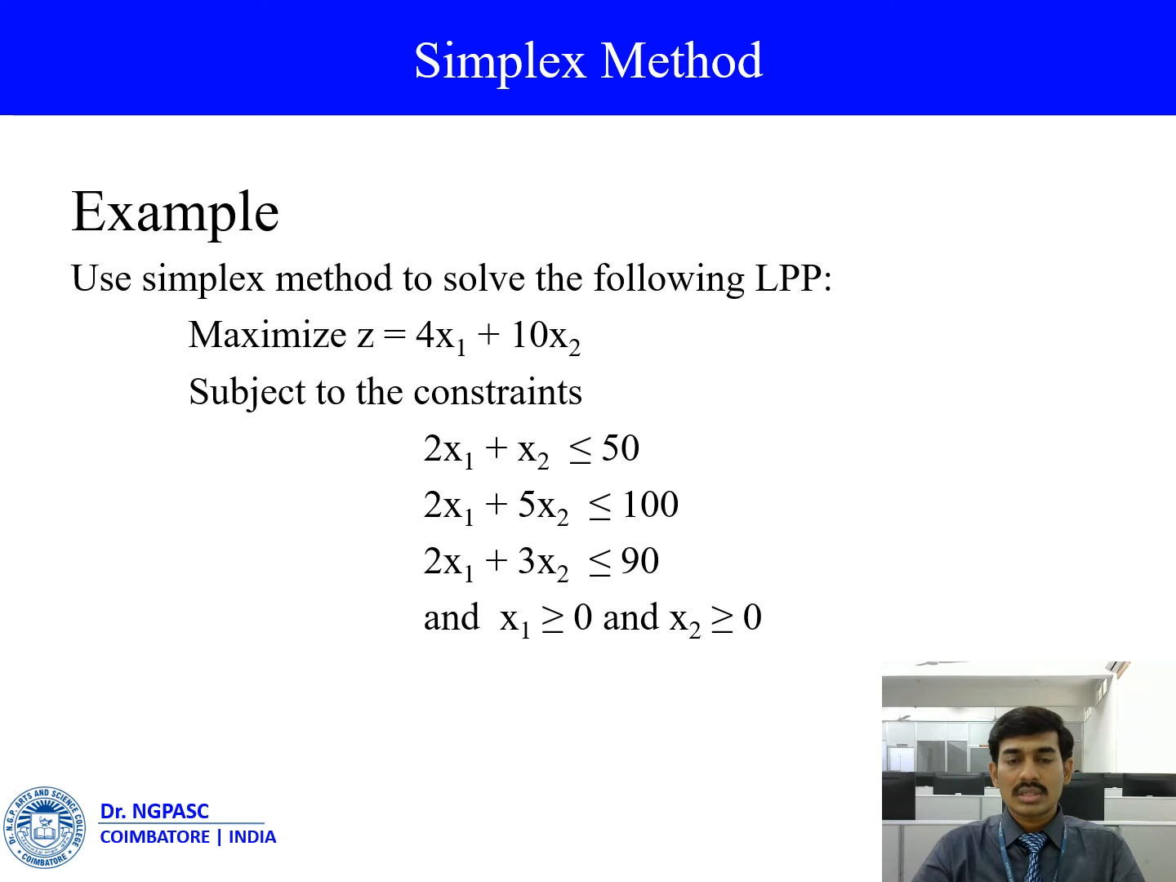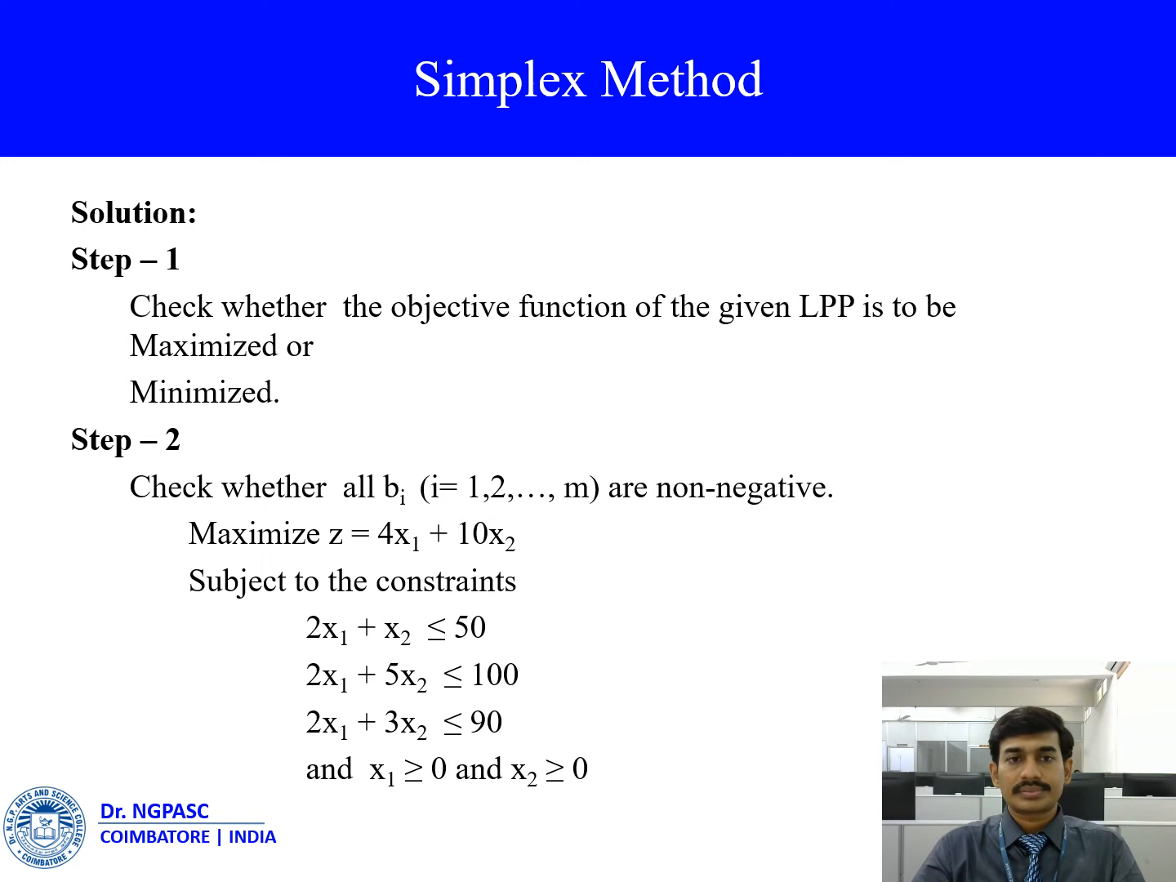Subject to the constraints 2x1 plus x2 less than or equal to 50, 2x1 plus 5x2 less than or equal to 100, 2x1 plus 3x2 less than or equal to 90, and x1, x2 greater than or equal to 0. So x1, x2 are the non-negativity constraints.